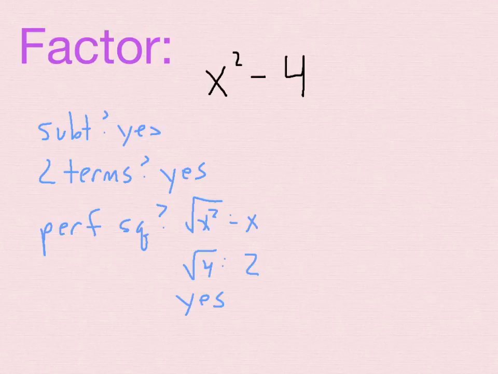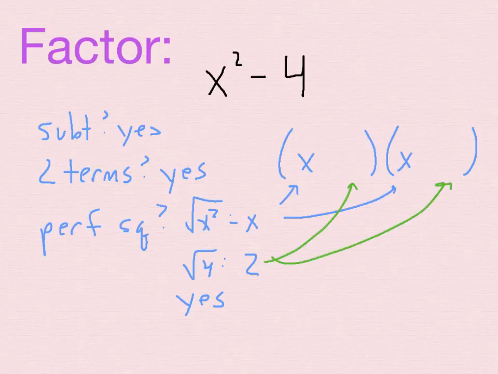This is the easiest factoring you can do. So all I'm going to do is set up two parentheses. I'm going to put the square root of x squared first. I'm going to put the square root of 4 second. And then I'm going to finish off with one addition and one subtraction. It really is this easy.